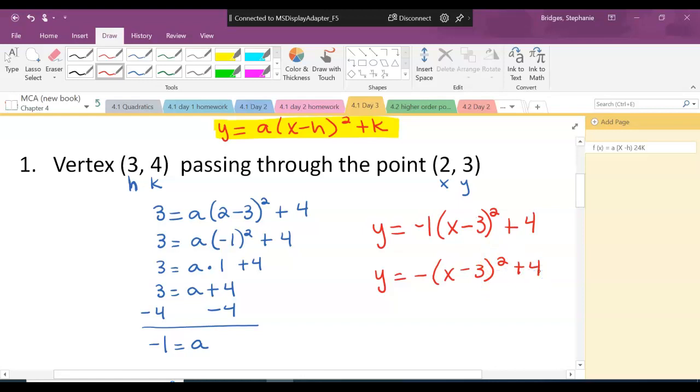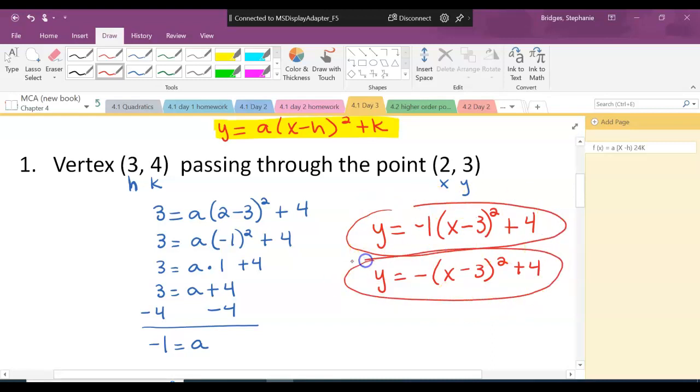And then it doesn't specify how we need to leave the equation. It doesn't say vertex form or standard form. So guess what? Vertex form is the easiest one. So I'm going to leave my answer either like that or like this. We don't have to work it out and simplify it any further.